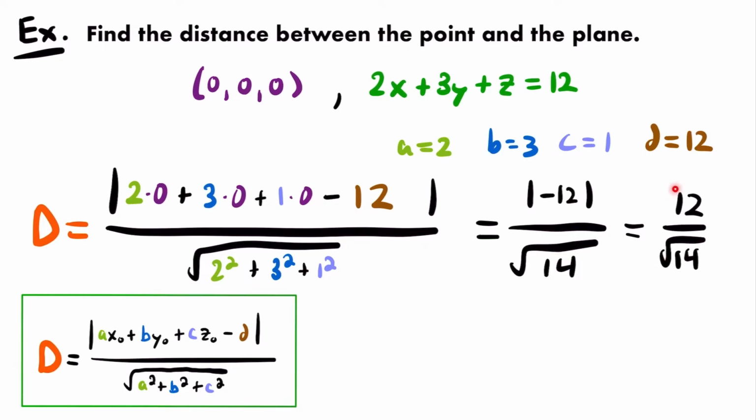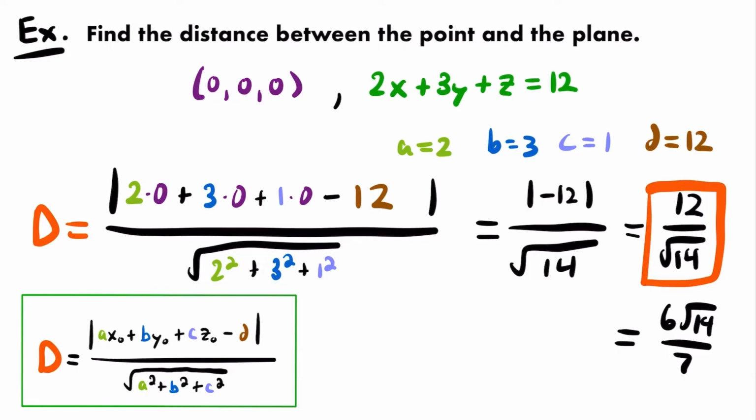And that doesn't really simplify any further, but if you do like to rationalize your answers, if you don't like to have a square root in the denominator, you could multiply this answer by a form of 1 of the square root of 14 divided by itself. If you did that, your rationalized answer would be 6 square roots of 14 divided by 7. All right, either of those answers would be acceptable. I personally don't bother with rationalizing unless it really makes my answer simpler. And so I'm just going to stick with 12 divided by the square root of 14 in this case.